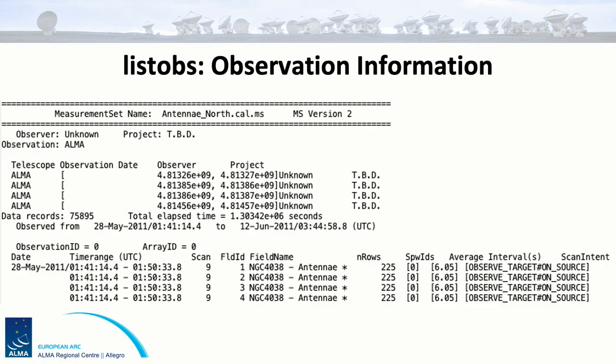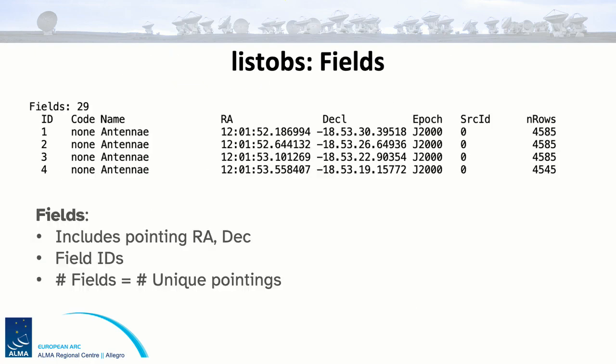But what you will likely find most useful for imaging are the field and spectral window sections following the observation information. In the field section, you will see a list of all science fields in your measurement set and the central coordinates of their associated pointings. Each individual field is a unique pointing, so if a source has more than one field, then this observation is likely a mosaic. An exception to this are ephemeris observations of, for example, solar system objects.